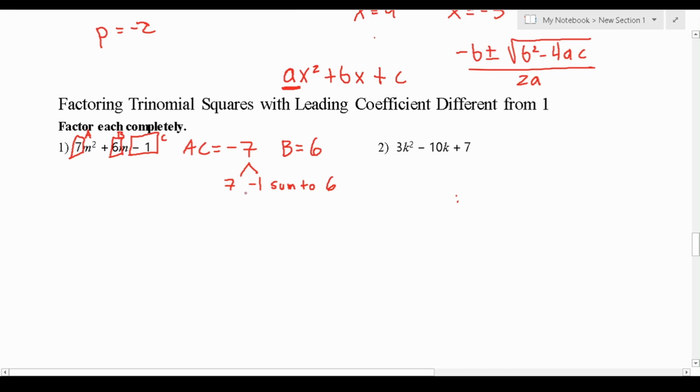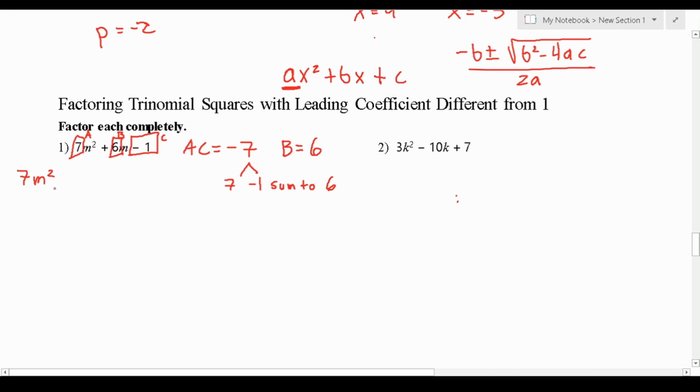So we've identified two factors that meet those requirements, namely that multiply to ac and add up to b. And then the Australian method says take those two new factors and plug them in this middle term. So instead of having 6m, we're going to have plus 7m minus 1m. So let's go ahead and do that. Again, according to the Australian method, we rewrite this original equation using these two factors in place of this middle term. So we have 7m squared.